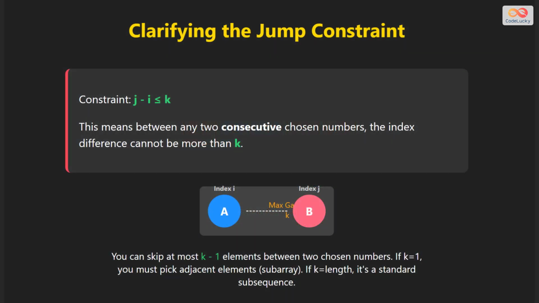The rule is simple but strict. If you pick two numbers for your subsequence, and they are consecutive in your selection, their original indices cannot be too far apart. Specifically, the difference between their indices must be less than or equal to k. This basically means you cannot skip more than k-1 numbers at a time.